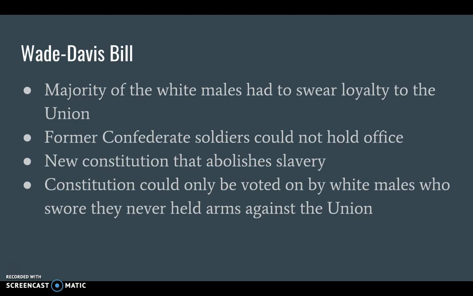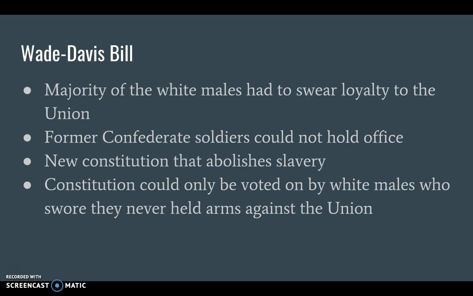First, a majority, or at least 50% of the white males in the state had to swear loyalty to the Union. Also, former Confederate soldiers could not hold office. They also had to adopt a new constitution that abolishes slavery, and the Constitution could only be voted on by white males who swore they would never hold arms against the Union. If all of these were met, only then could a state be readmitted into the Union.